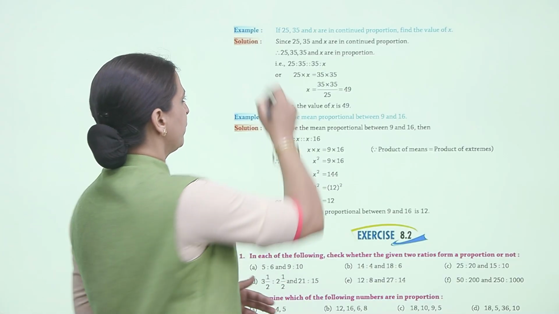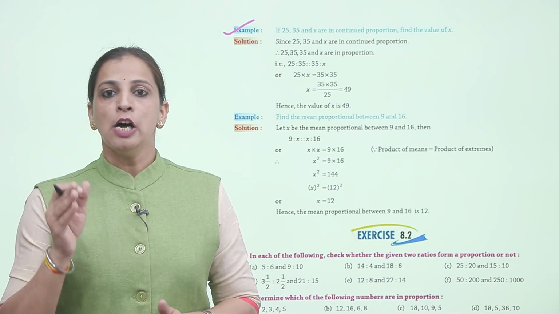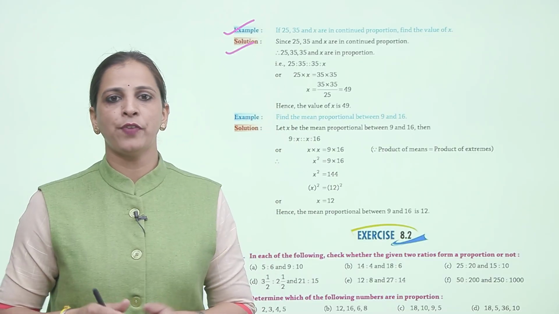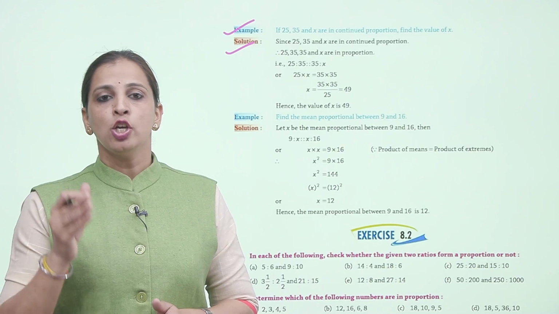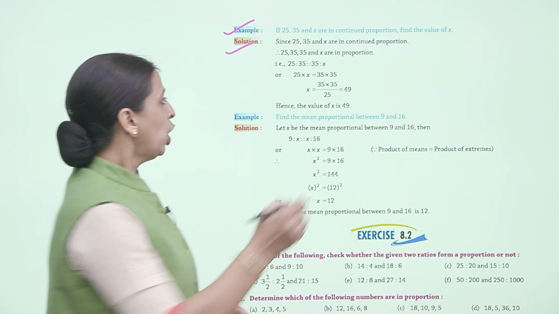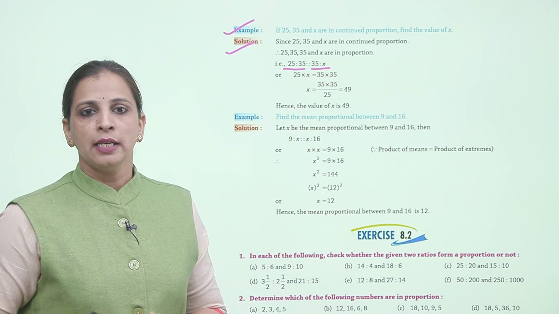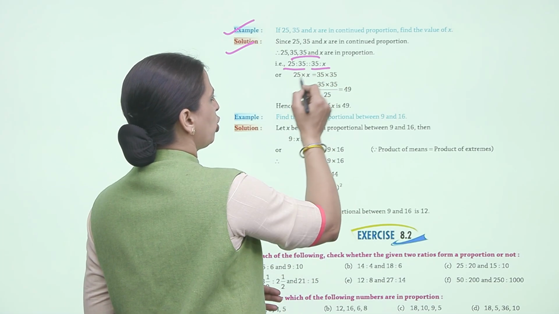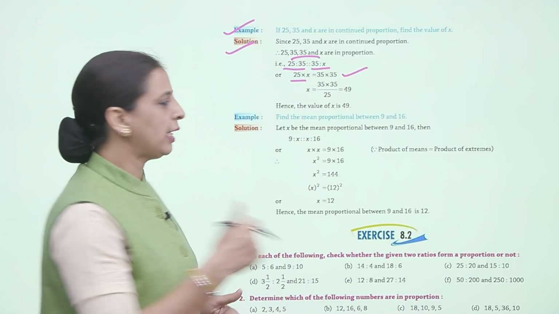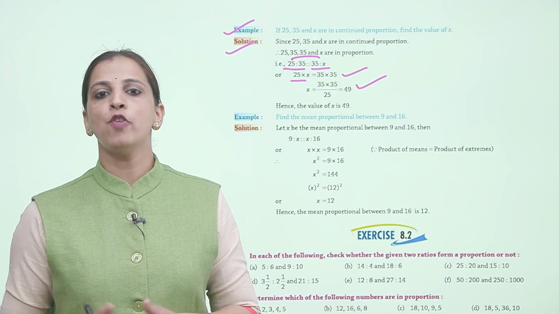Now next example. If 25, 35 and x are in continued proportion, find the value of x. Solution करते हैं. Since 25, 35 and x are in continued proportion, so 25, 35, 35 and x are in proportion. That is 25 is to 35 proportionate to 35 is to x. That is 25x. Product of extremes is equals to product of means. That is 35 into 35. तो x की वैल्यू निकालेंगे, 25 से डिवाइड करेंगे, that is equals to 49. Hence the value of x is 49.